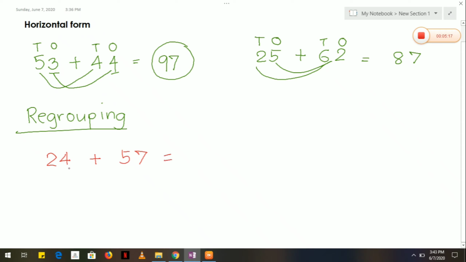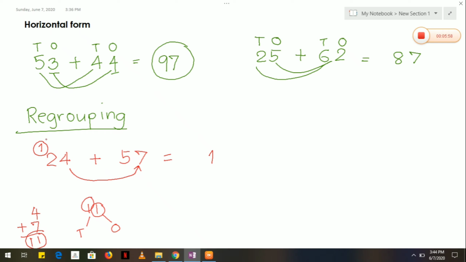Okay, now in regrouping, it is the same thing. So we have here 4, which should be added to 7, you will get what? 4 plus 7, you will get 11, right? So 11 has two digits. 11 has 1 in tens and 1 in ones. So 1 will remain here in the ones place and 1 here will be the carry over. Yes, that one is what we call carry over.